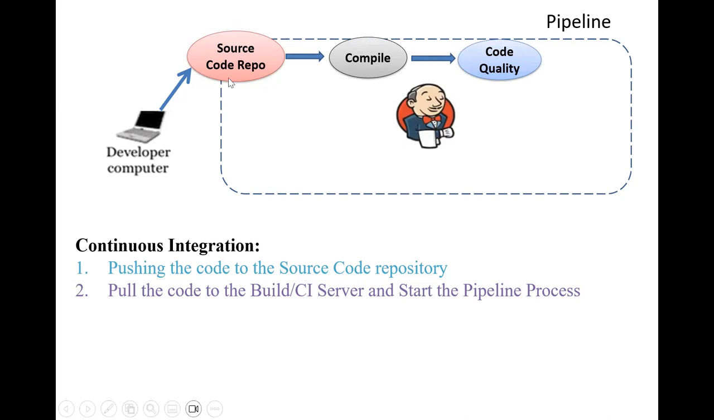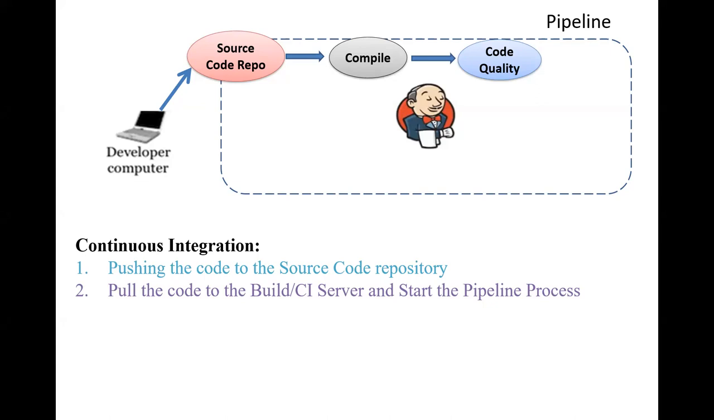Suppose the developer has defined a username and password within the code. That is a security vulnerability, right? The password should not be defined within the code. But by mistake, he has added the passwords within the code. We need to catch it immediately and send a message: this is a security violation. Please change the code, make the modification, and recommit.